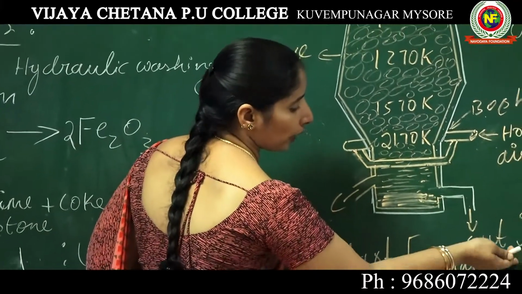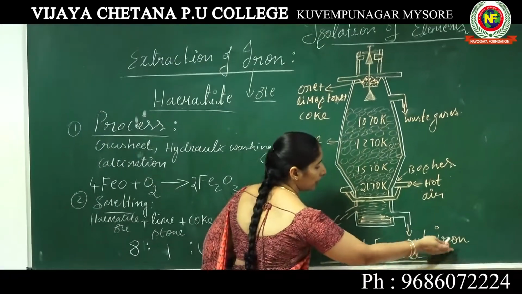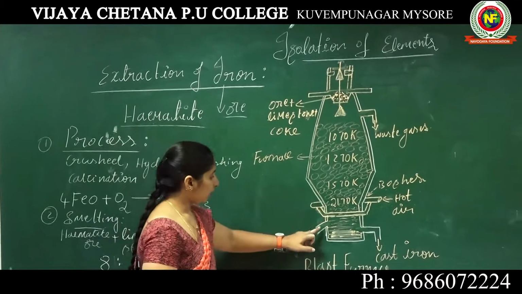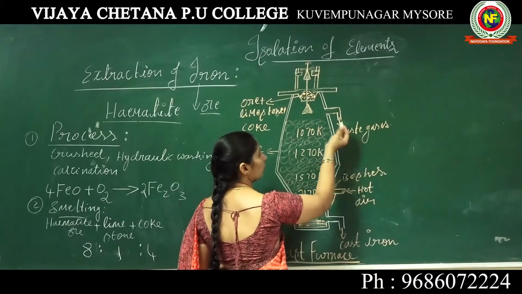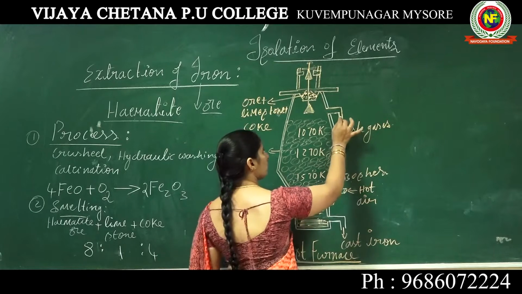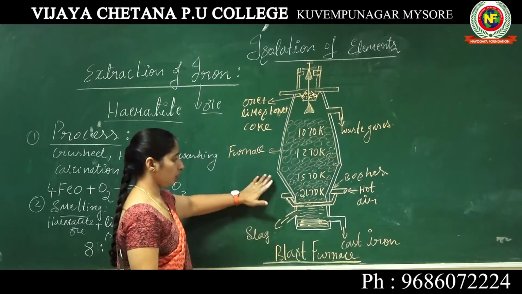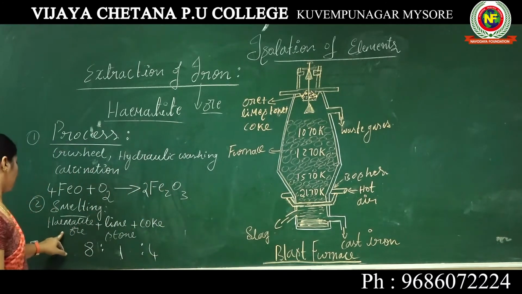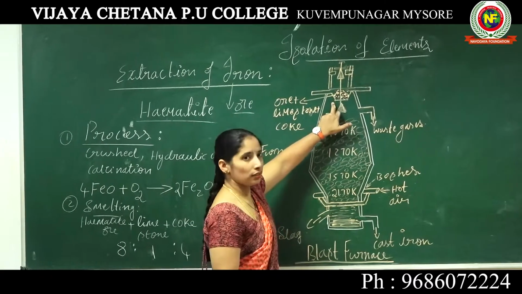One outlet removes the molten iron that we get from this extraction, and the other removes the waste impurity, the slag. At the top there is an outlet to remove the waste gases. So this is the arrangement of the blast furnace. Now in this smelting, I am going to introduce this mixture inside.